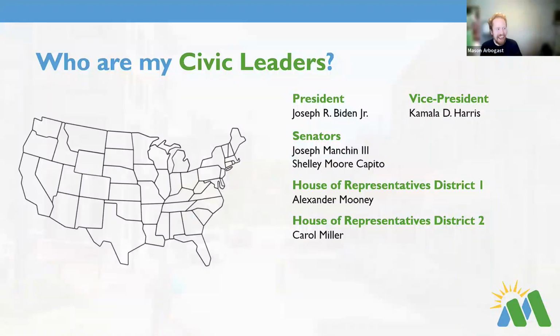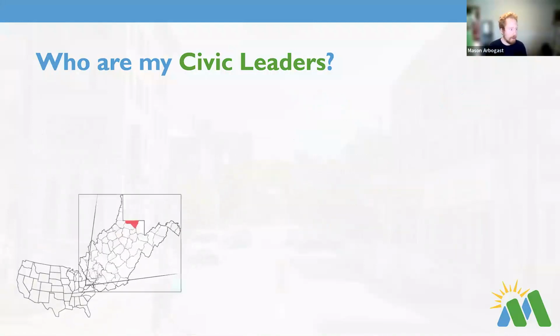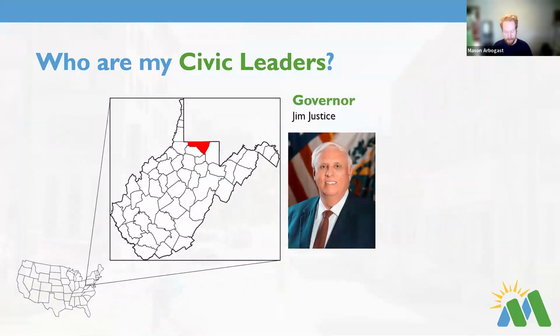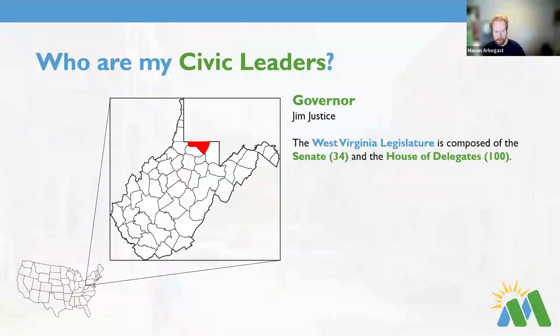So starting at kind of just the national levels of who are our civic leaders and what does this structure look like. So for West Virginia, we have our president and vice president nationally, and then Senators Manchin and Senator Capito, as well as our House of Representatives, Congressman Alex Mooney and Congresswoman Carol Miller. From there in the state, we have our governor, Jim Justice, and then we have our West Virginia legislature, which is composed of 34 senators and 100 House of Delegate members.